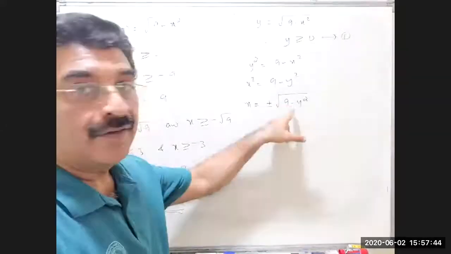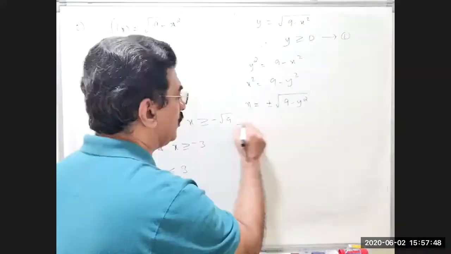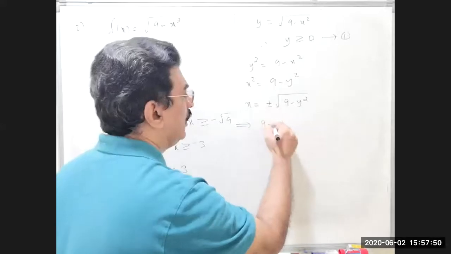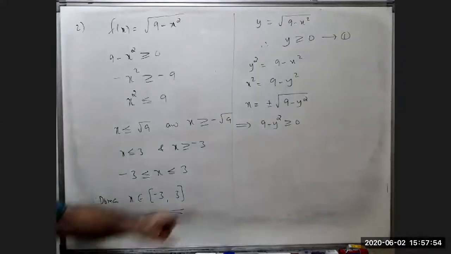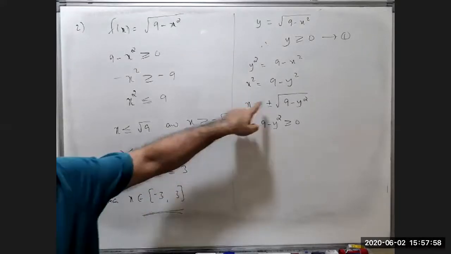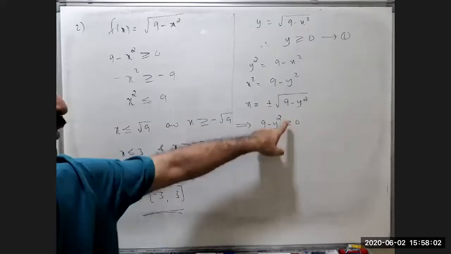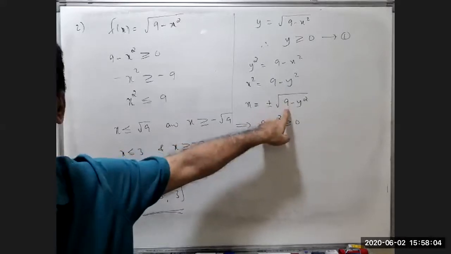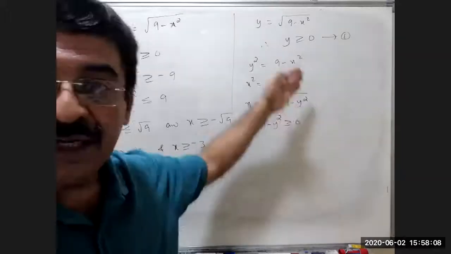Now here also we have a condition. Whenever we have a radical sign, this implies 9 minus y square should be non-negative, to get this x as a real number. This should be greater than or equal to 0. That means this cannot be negative. For finding the range, we didn't find the range yet.